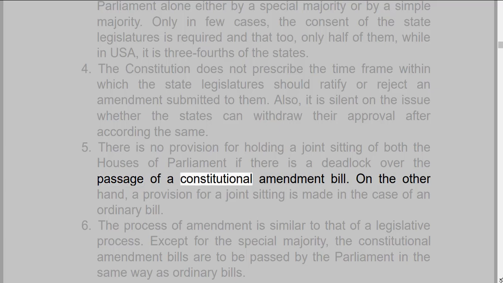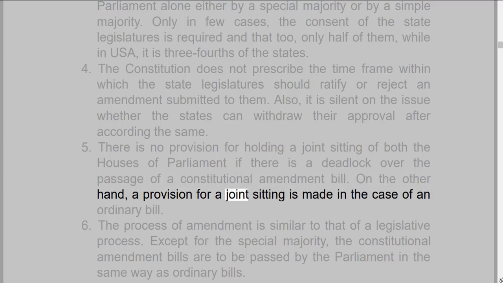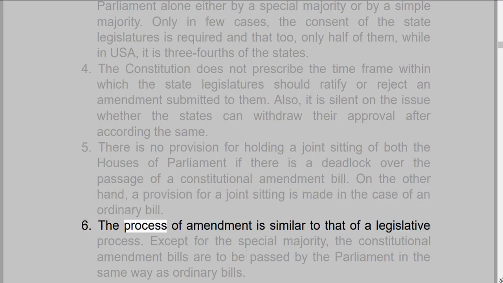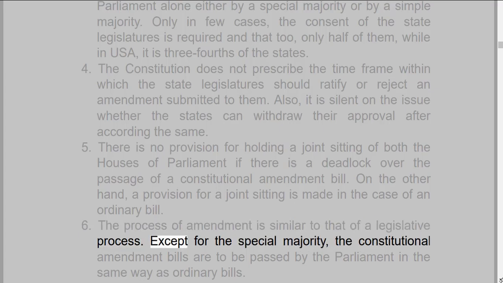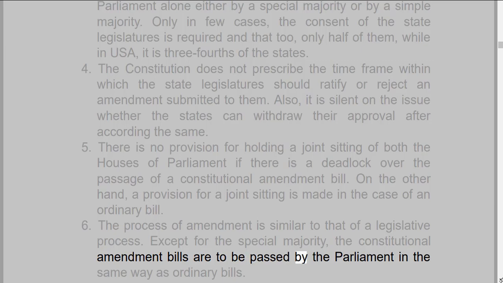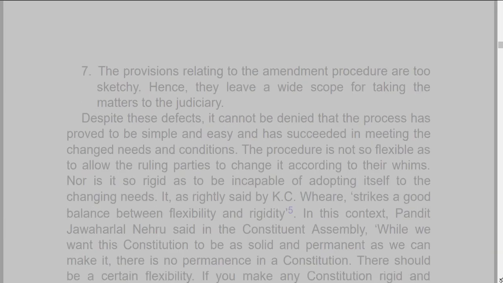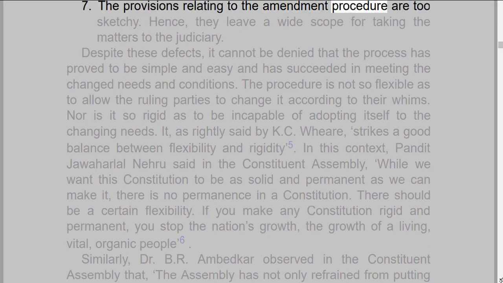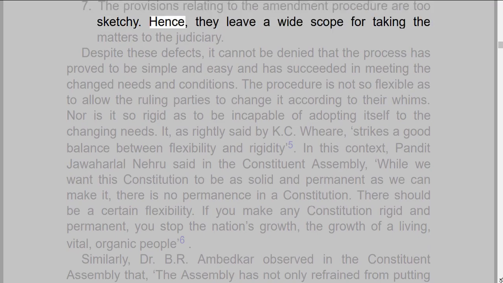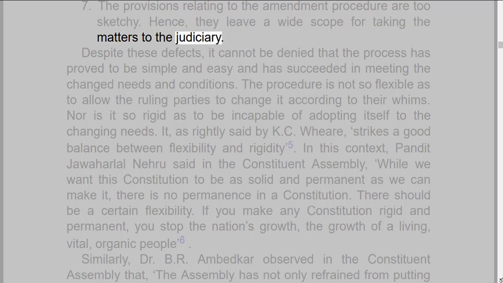5. There is no provision for holding a joint sitting of both the Houses of Parliament if there is a deadlock over the passage of a constitutional amendment bill. On the other hand, a provision for a joint sitting is made in the case of an ordinary bill. 6. The process of amendment is similar to that of a legislative process. Except for the special majority, the constitutional amendment bills are to be passed by the Parliament in the same way as ordinary bills. 7. The provisions relating to the amendment procedure are too sketchy. Hence, they leave a wide scope for taking the matters to the judiciary.